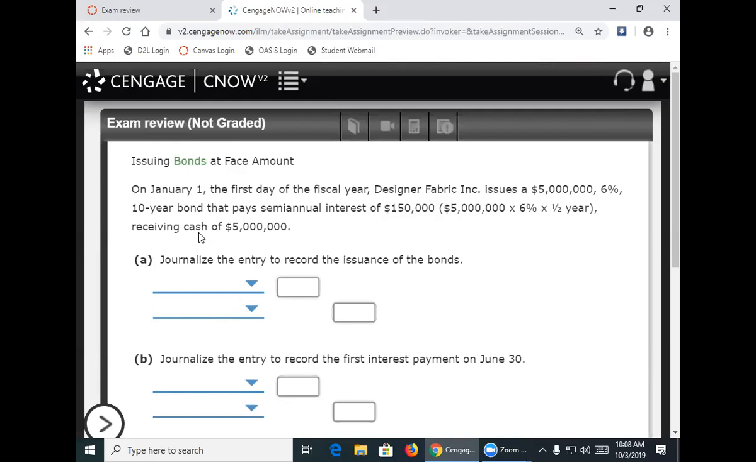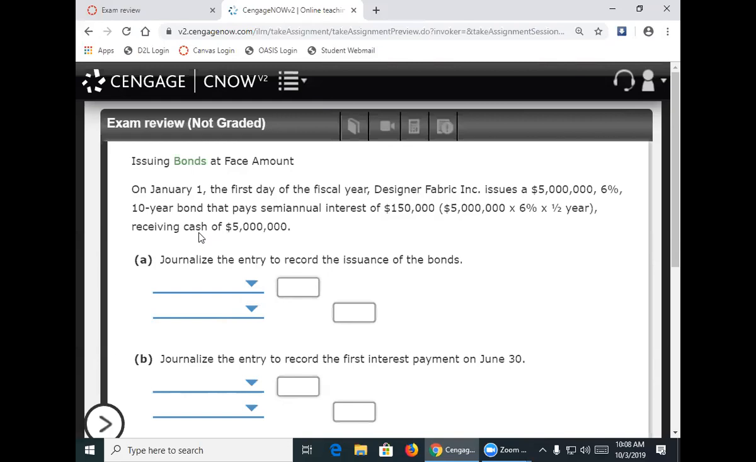On January 1st, the first day of the fiscal year, Designer Fabric issued a $5 million, 6%, 10-year bond that pays semi-annual interest of $150,000. Hey, looky there, they gave you the interest calculation. You don't even have to do it. Isn't that nice? And they even told you how they got it: 5 million times 6% times half a year, or 5 million times 3%.